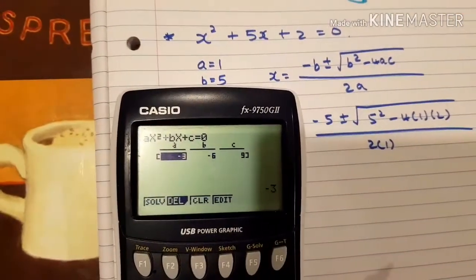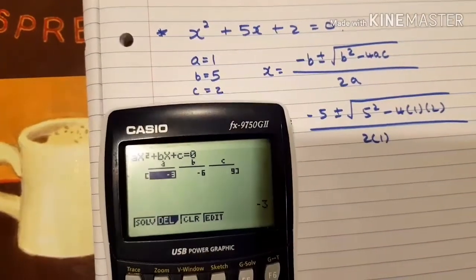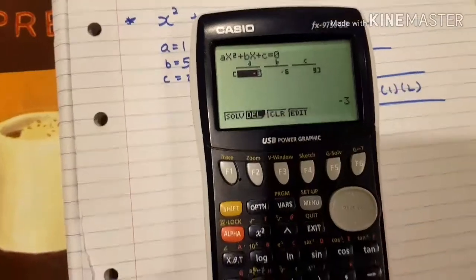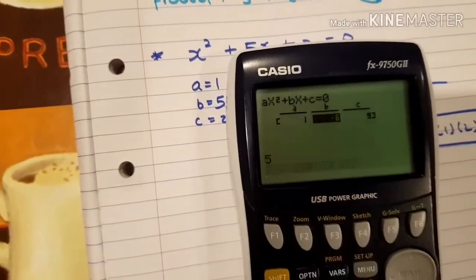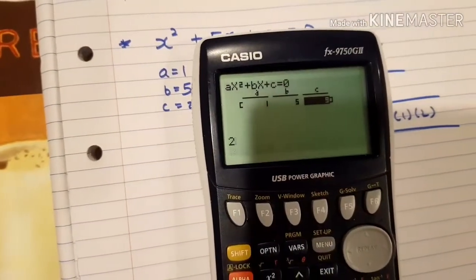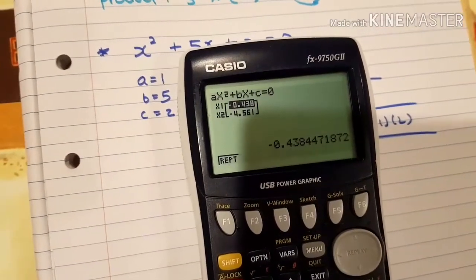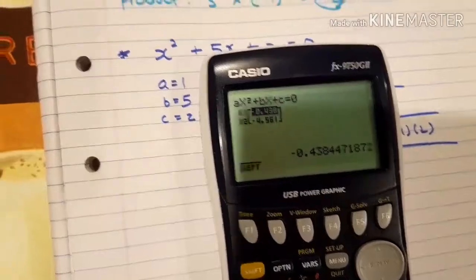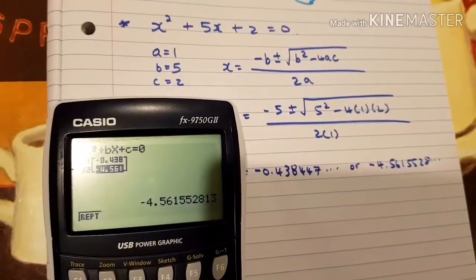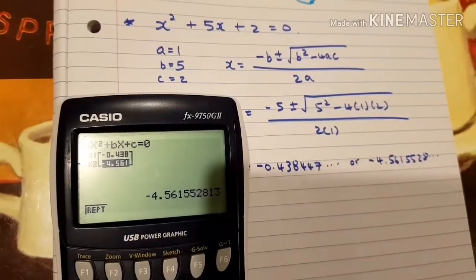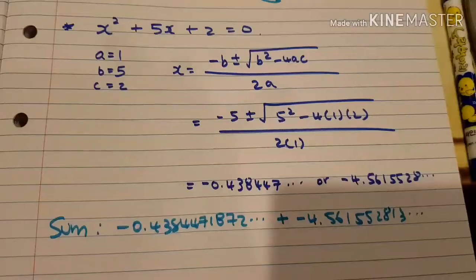Okay, what's my ABC? My ABC here is 1, 5, and 2. So I'm just going to enter 1, 5, and 2. Okay, I'm going to press enter. Right, I get decimals. Okay, I get the 2 solutions, 2 roots. Okay, 1 here, 1 there for this equation.